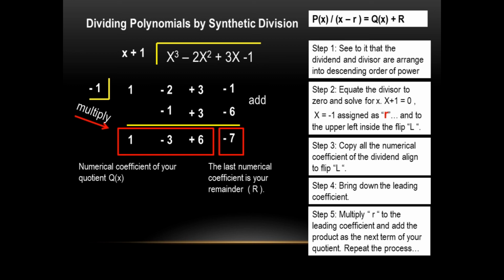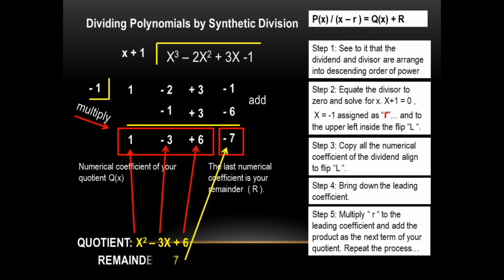So, dahil ang given ay x cubed, then divided by x, so the quotient must be an x squared. So, you just copy 1, x squared, then negative 3x plus 6. Okay? And the remainder is negative 7. So, that's how to process dividing polynomials by synthetic division.